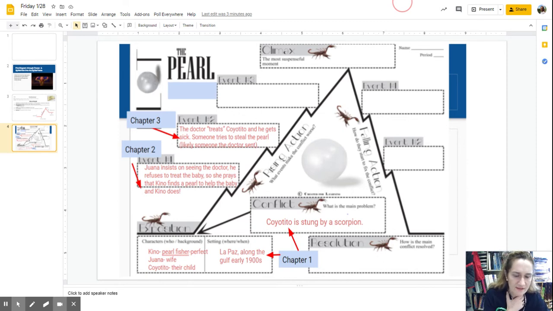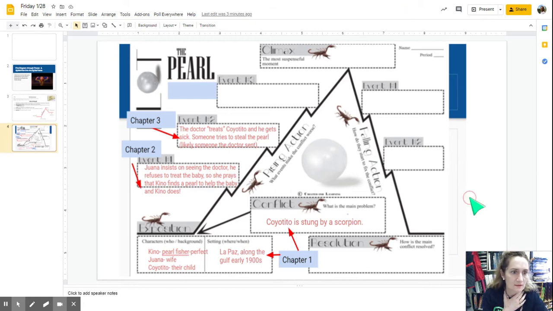So we see Juana insisting on seeing the doctor. She goes to the doctor to get the baby treated, but the doctor won't treat the baby. Then in chapter 3, we see the doctor treats Coyotito and he gets sick, and someone tries to steal the pearl, and it's likely someone the doctor sent, and we saw that.